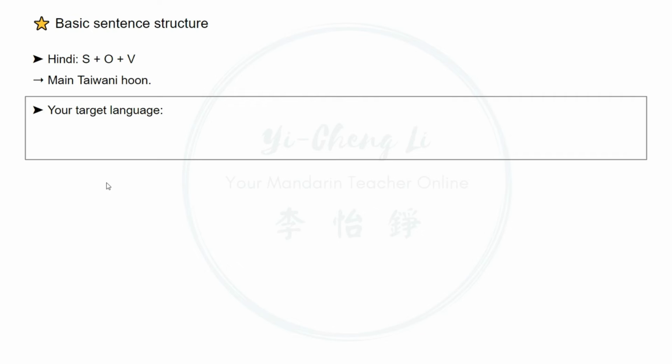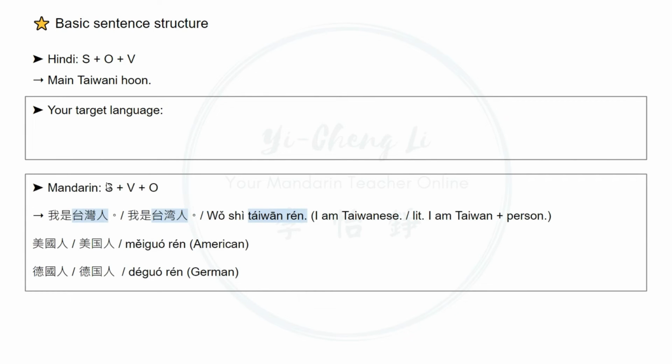And then I'm going to teach you the Mandarin version, which is subject, verb, object. 我是台湾人，我是台湾人。我是, to be, 台湾人。Taiwan is the country term, and then 人 is the person. So 我是台湾人, I'm Taiwanese. Literally, I am Taiwan plus human or person.